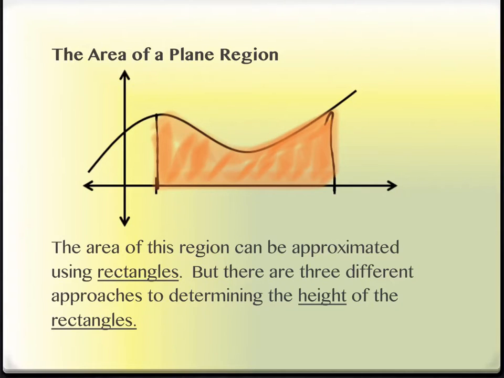So this is what I'm going to be looking at. I'm going to be looking at finding this shaded area. So the area of this region can be approximated by rectangles. There are 3 different approaches that we're going to do. There's more than that because there's other shapes you can use as well. We're going to focus on rectangles. There are 3 different approaches to determine the height of the rectangles.